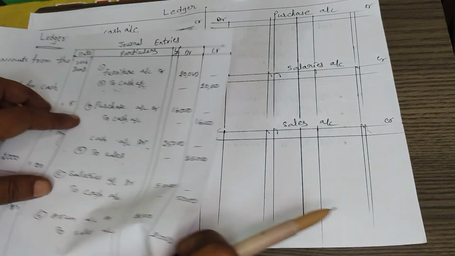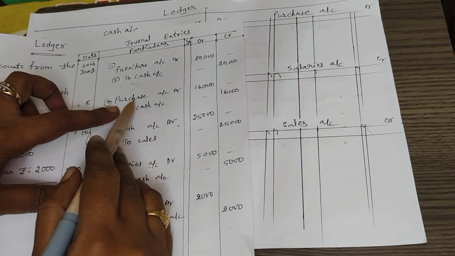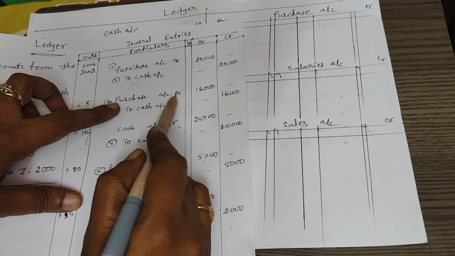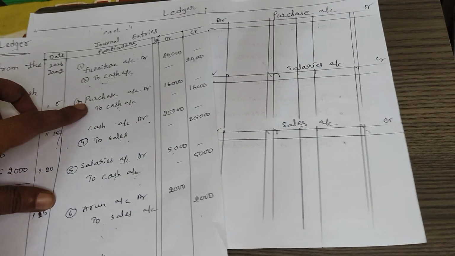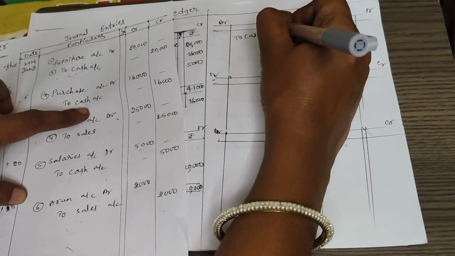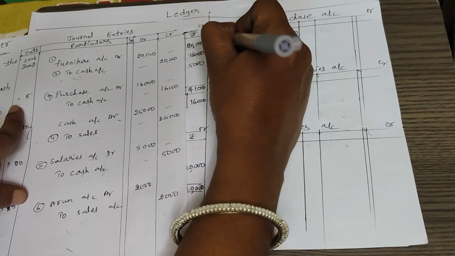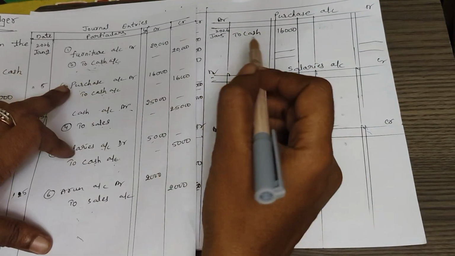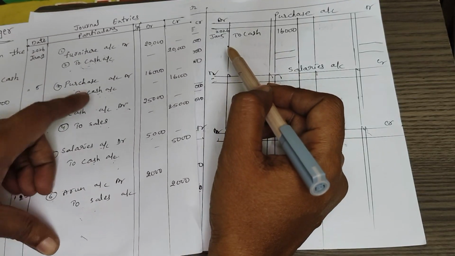Okay. So purchase related entries are only one. So what is that entry? Purchase account debit to cash account. Purchase is debit side. So in the purchase account debit side, what should we write? To cash. What is the amount? 16,000. What is the date? 5th Jan 2026. So purchase related only one entry is there. There are no more entries related to purchase.